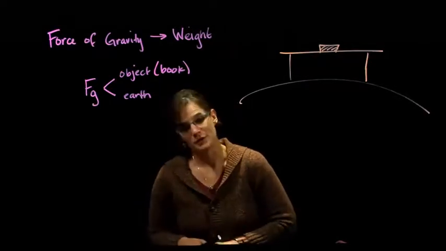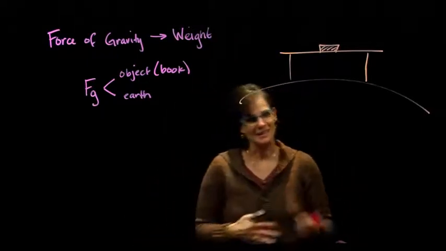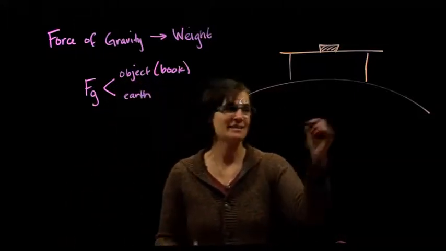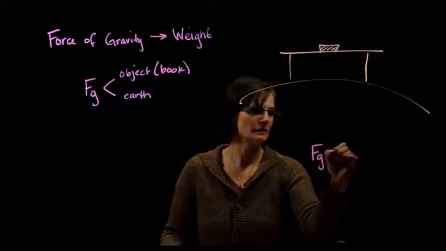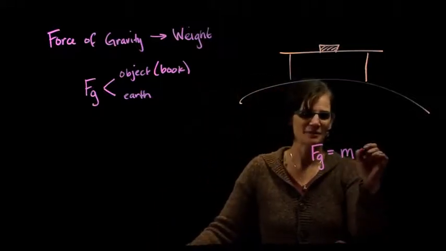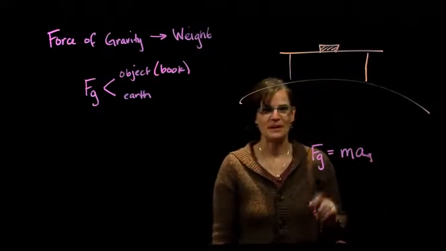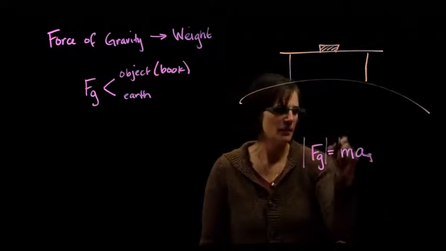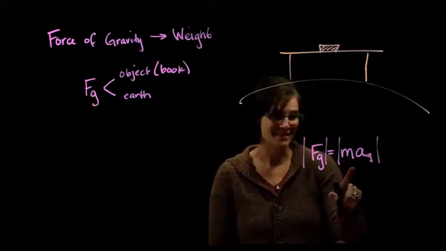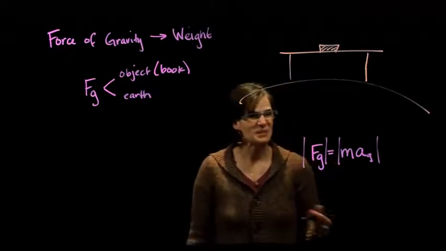Like all forces, and Newton's second law tells us that masses and accelerations are part of those forces, the force of gravity is determined as the mass of the object times its acceleration, and the acceleration we're talking about is the acceleration due to gravity. Now, I'm going to identify this as the magnitude right now. The magnitude of the force of gravity is equal to the mass of the object times the acceleration due to gravity.